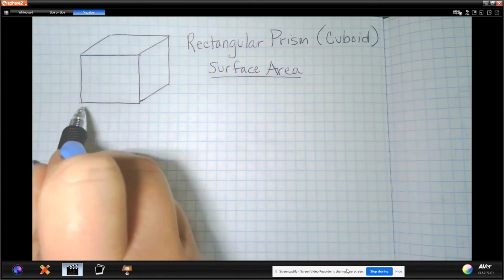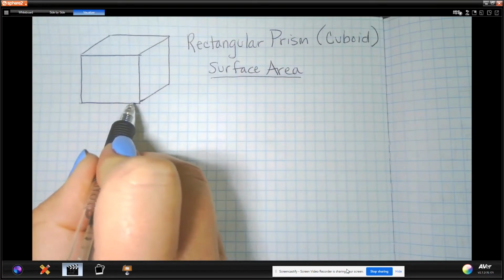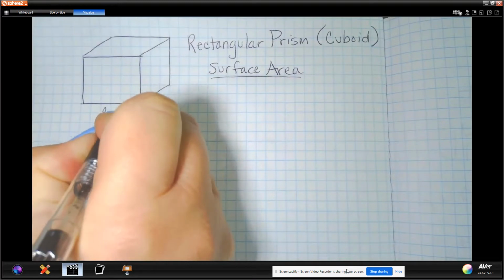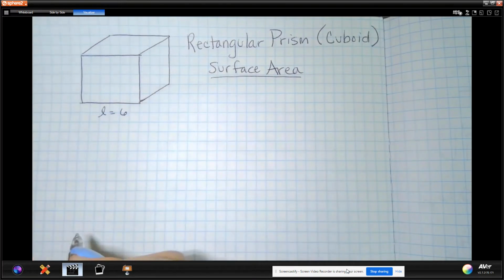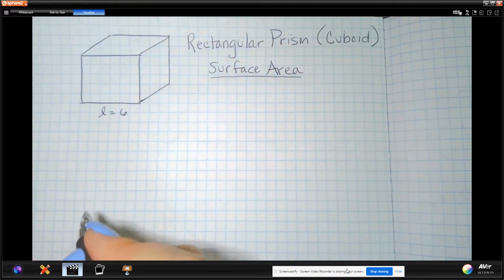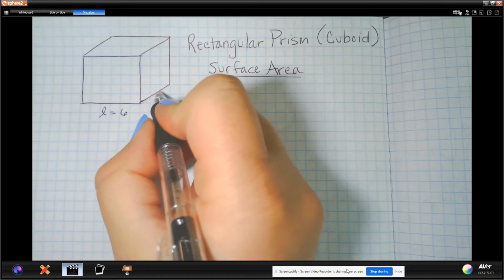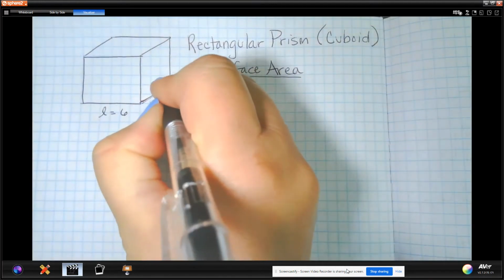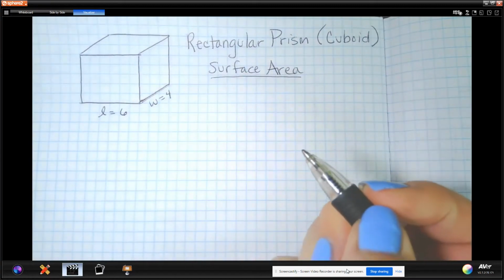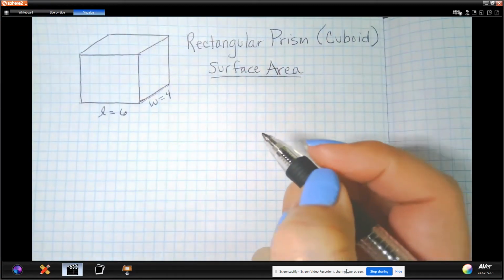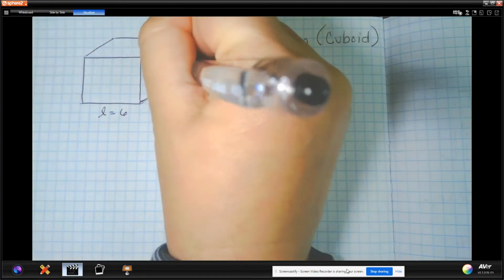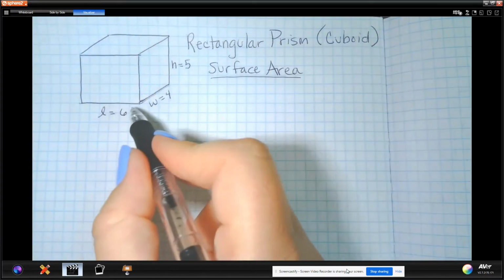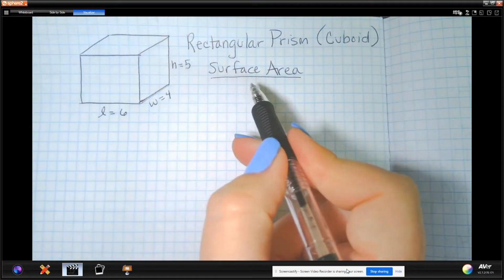If I count the square units across here, I'm looking at the length. This length is 6 units. When I look at my width from front to back, then my width is 4. I need that third dimension, which is height. And the height on here is 5. So right now I have a length, a width, and a height, and I want to find the surface area.